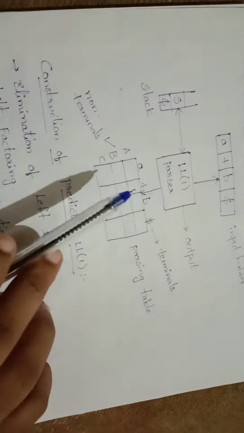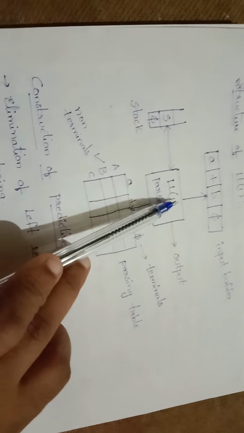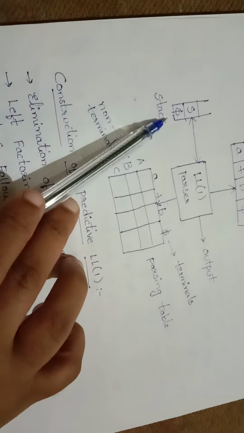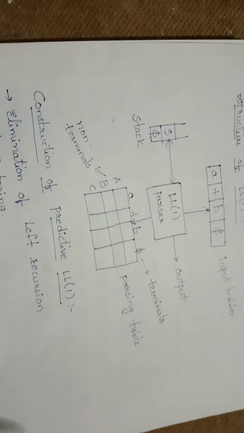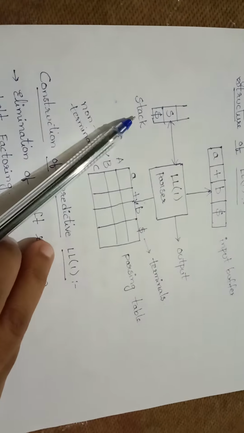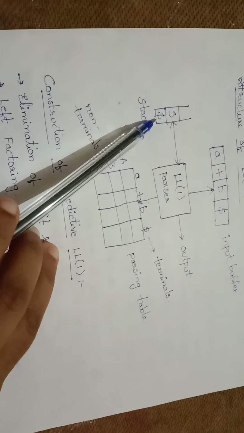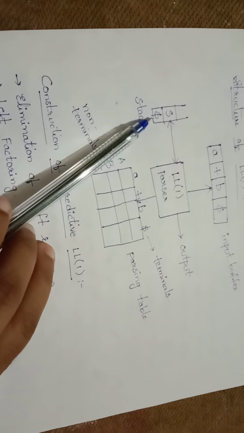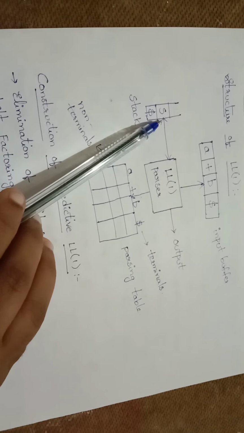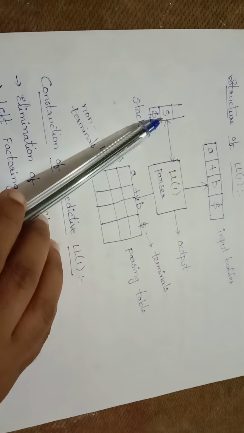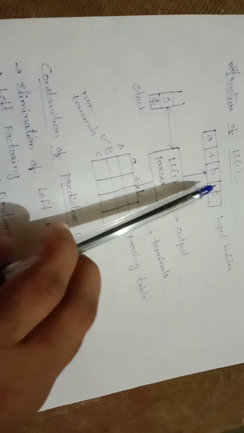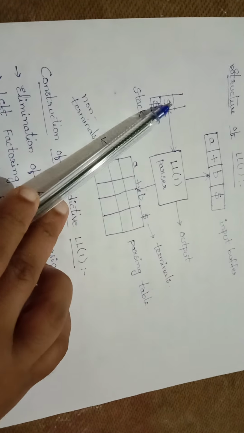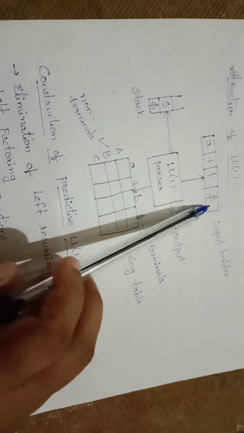So this is the structure of LL1. In the LL1 parser, we are going to give the input using the stack. In the stack, the first symbol we have is dollar, and then we insert the starting symbol of the production. So this is given as the input to the LL1 parser. This is the stack, and this is the input buffer.